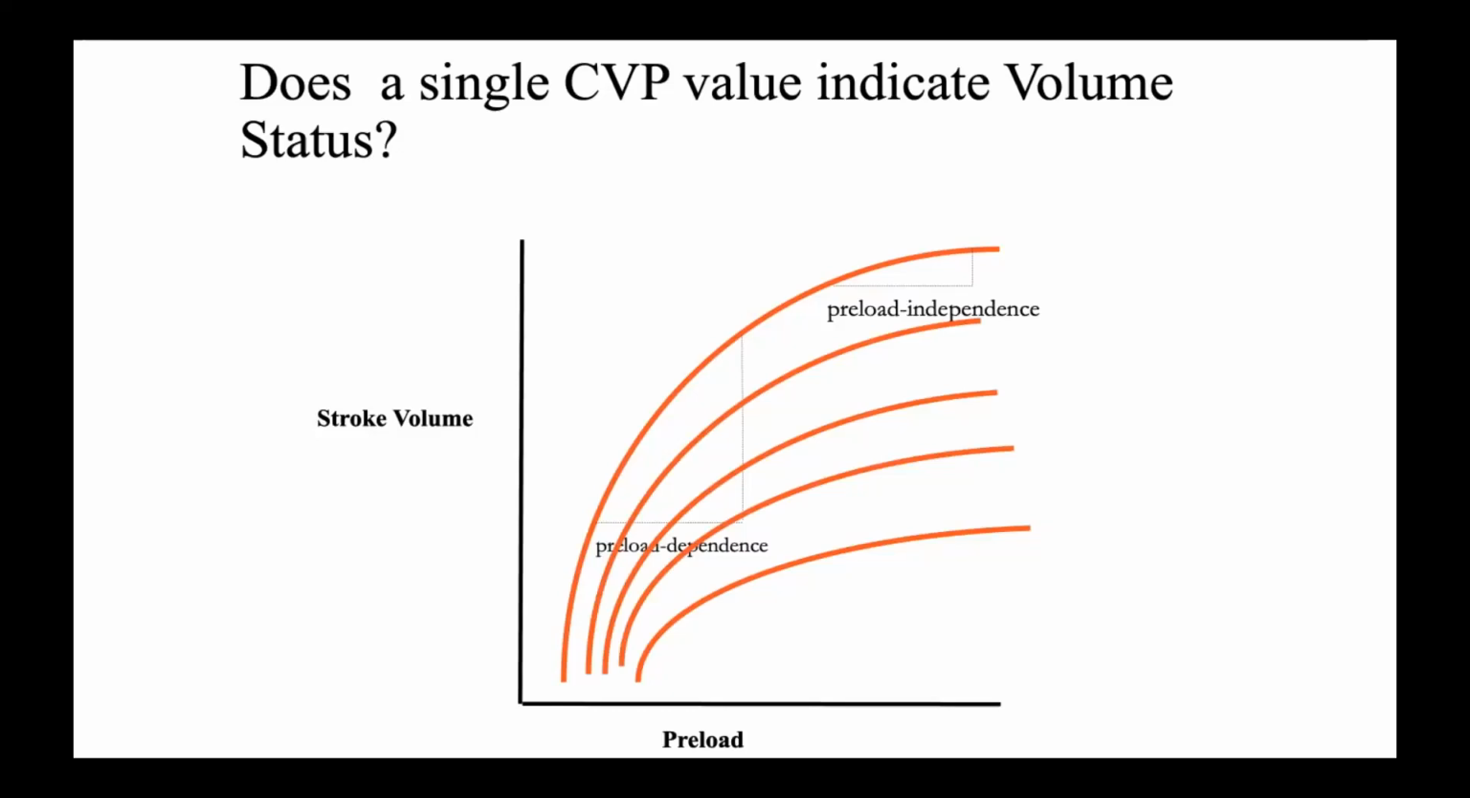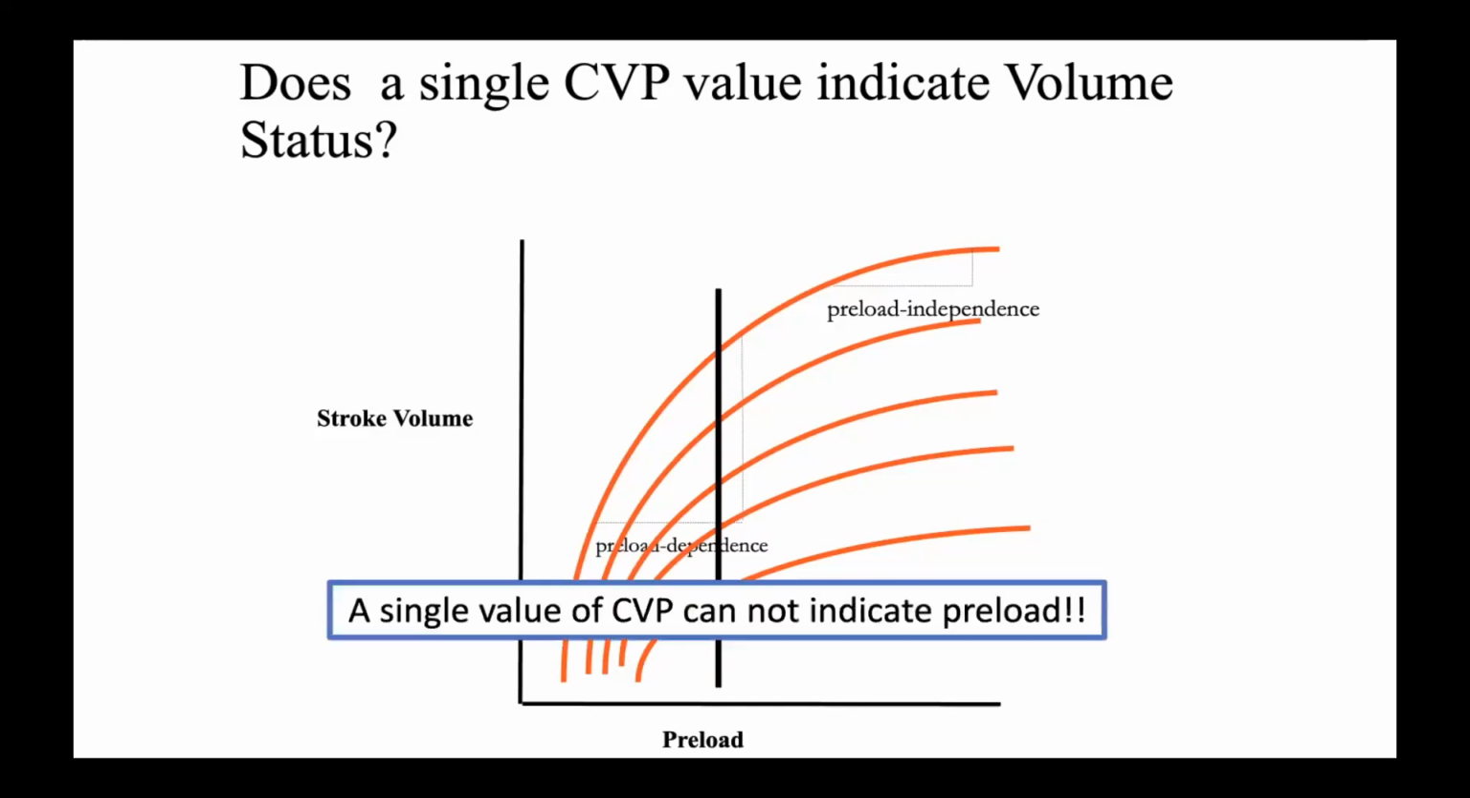For example, the one at the bottom is the failing heart, and one at the top is the hyperdynamic heart. And if you measure a single value, or if you measure central venous pressure at one point, you will get a number which will not tell you anything because you do not know the status of the heart, and therefore that single value of CVP cannot indicate the preload.